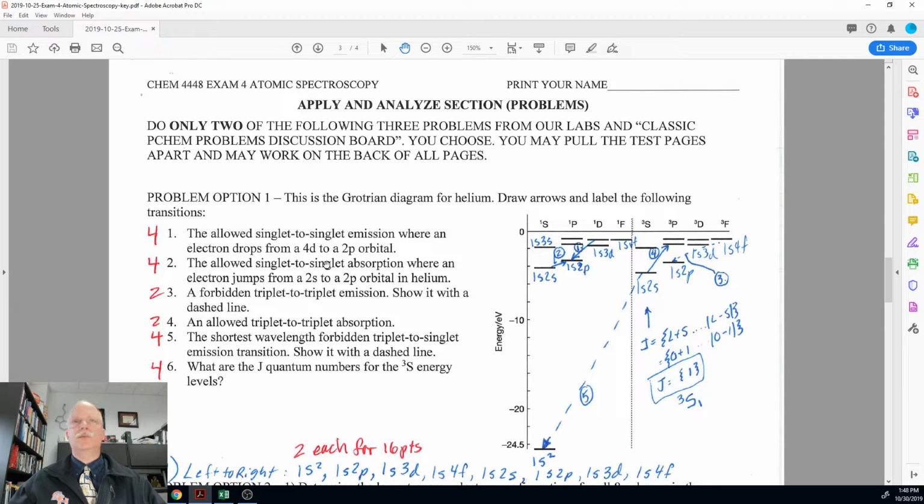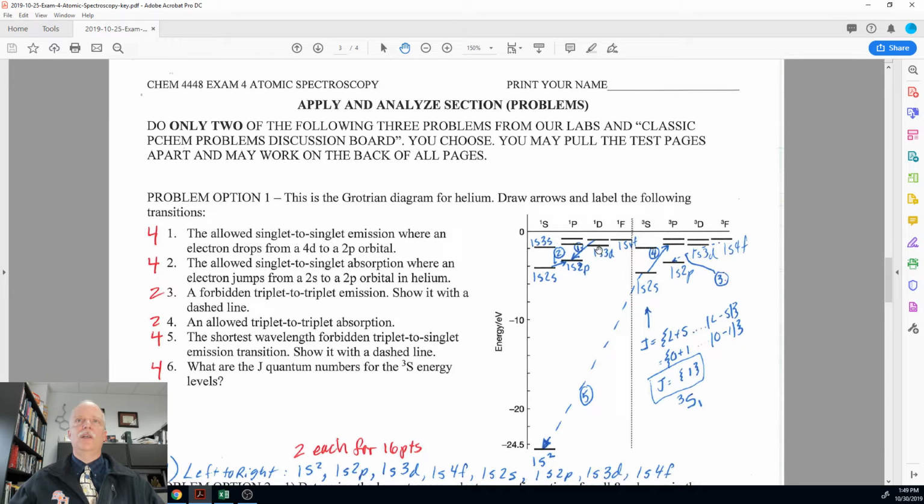Okay, so let's go through this problem. So here are the things that were asked for this problem. They were to use arrows to show absorption and emission and label these transitions. So I was looking for an allowed singlet to singlet emission where an electron drops from a 4d to a 2p orbital. And so we're just moving one electron around with photons of light, either emitting a photon or absorbing a photon. And so here I'm looking for the electron that was in the 4d and moves to a 2p.